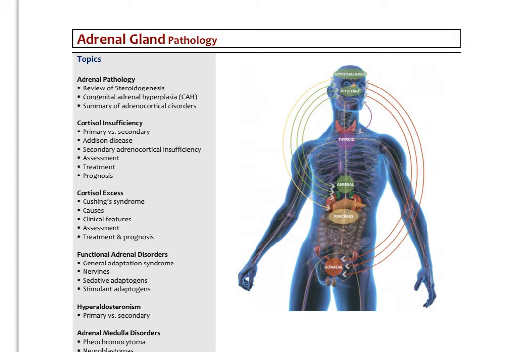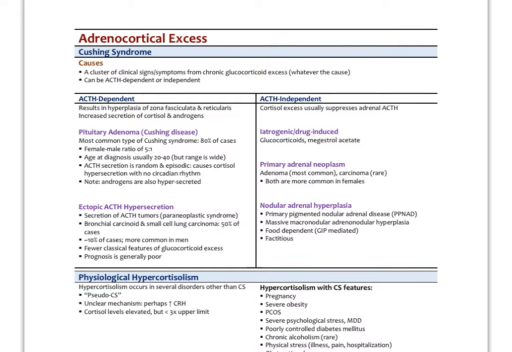Here we'll focus on adrenal cortical excess and specifically on Cushing syndrome, look at the causes, clinical features, assessment, and treatment and prognosis. By definition, Cushing syndrome is a cluster of clinical signs and symptoms from chronic glucocorticoid excess, whatever the cause might be. And it can be ACTH dependent or independent.